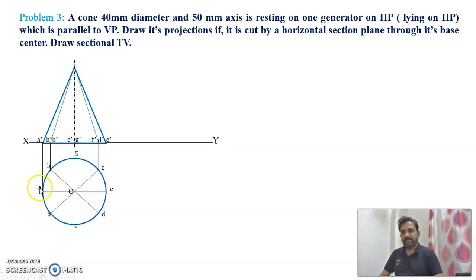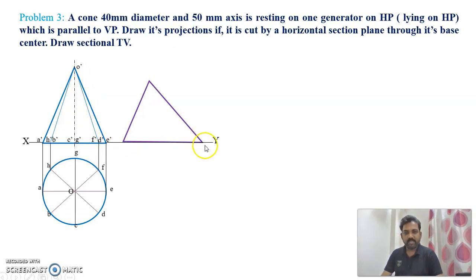So you can see here A dash, B dash and H dash, C dash and G dash, F dash and D dash and E dash as in front view, and O dash. Now what is given? It is resting on one generator. So which is generator? O dash E dash is the generator. So lie it on O dash E dash. So from here to here take a distance equal to O dash E dash.